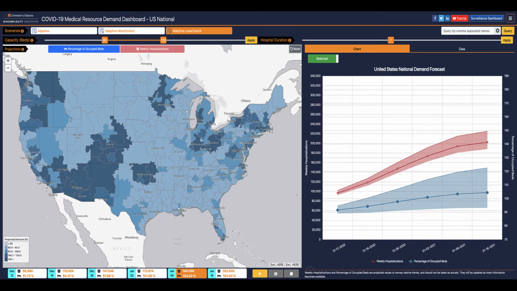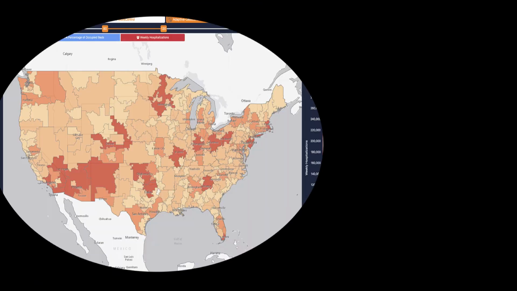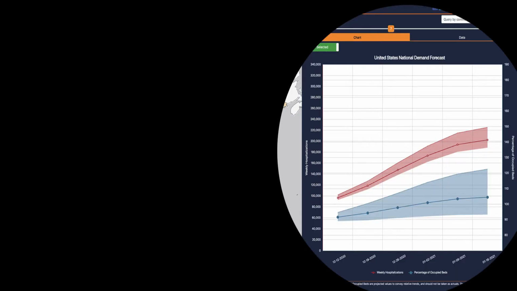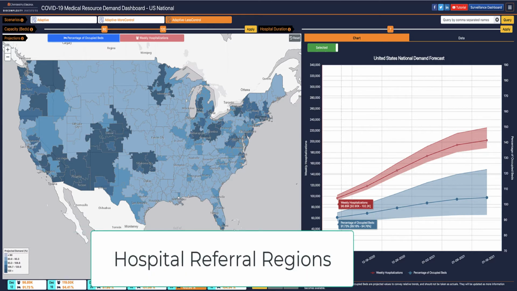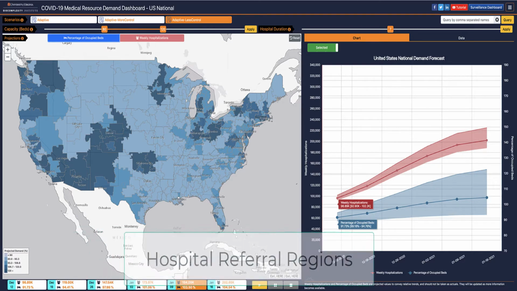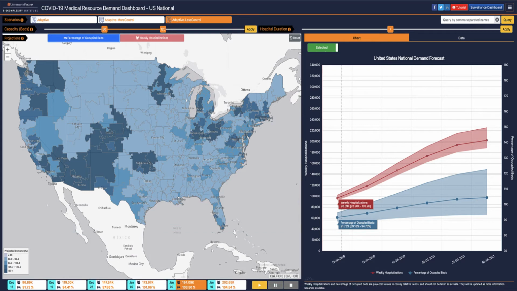This dashboard provides visualizations that allow users to quickly see which areas are likely to experience those crisis conditions. The dashboard has 4 regions: scenarios, map, chart, and timeline. The map illustrates which hospital referral regions, or HRRs, are likely to hit crisis conditions during the selected week by displaying the maximum percentage of beds that are estimated to be occupied based on a number of factors.